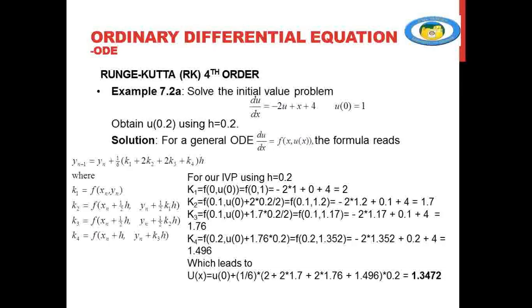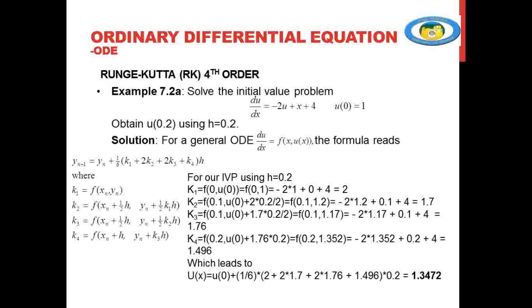Next, we find the slope at the end of the step size, k4. So k4 is at xn plus h this time. So xn is 0 plus h, which is 0.2, and yn plus, there is no half here, at the end of the step size, k3 times h. So k3 we have just obtained to be 1.76 times h, which is 0.2. So u0 is just 1 plus 1.76 times 0.2, which is 1.352.